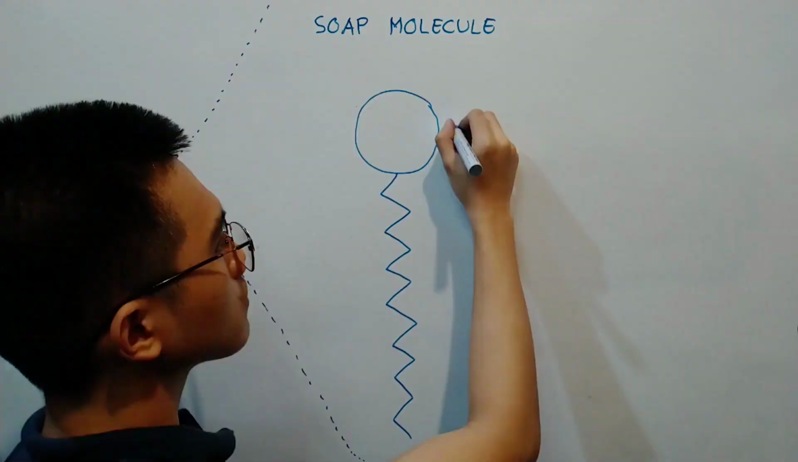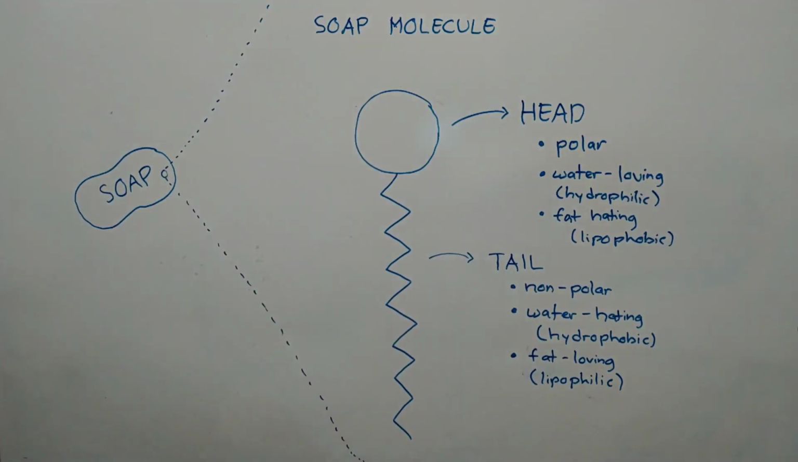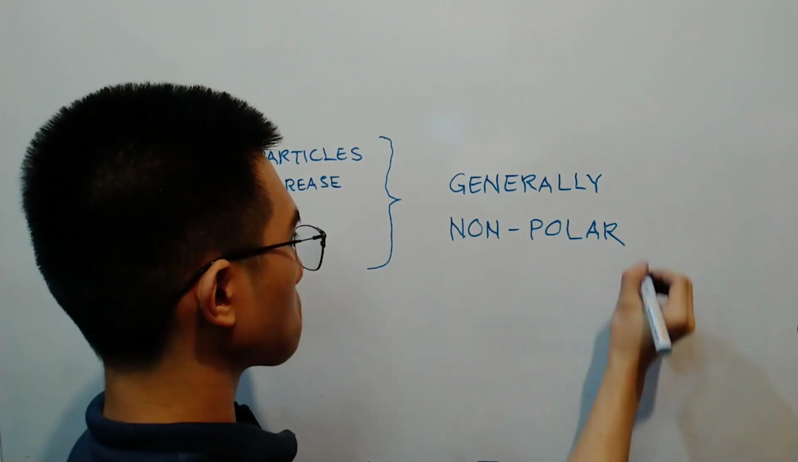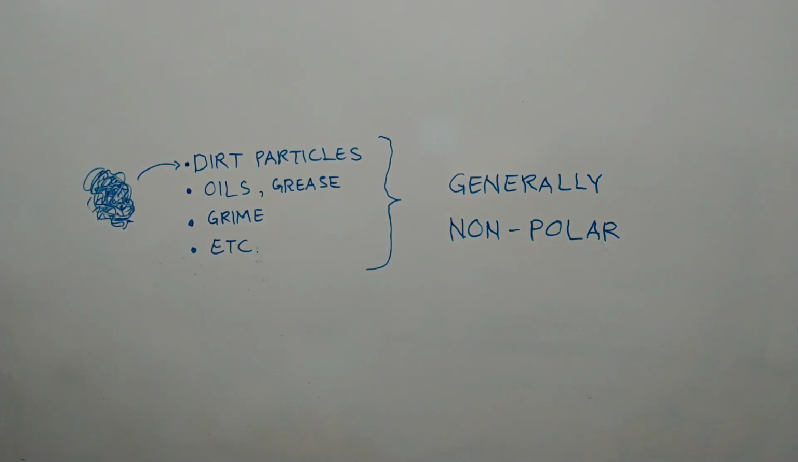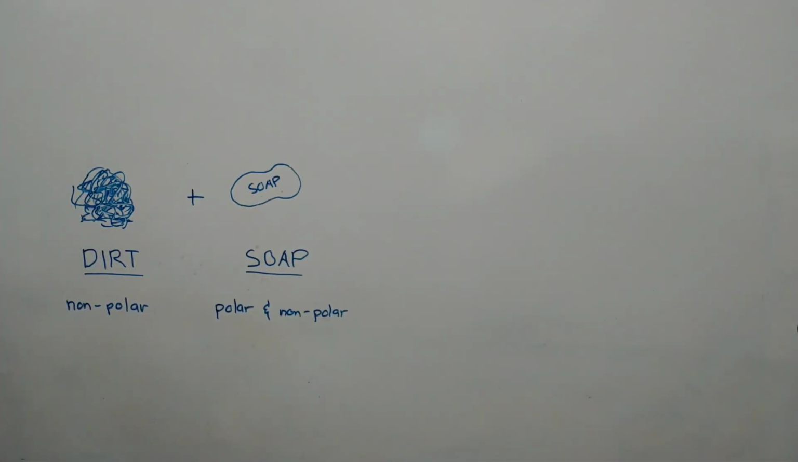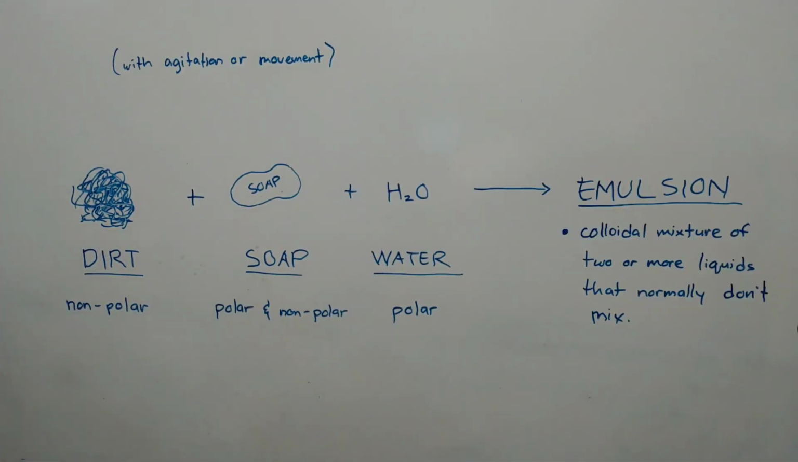When we take a closer look at the individual soap molecules, we can see that it consists of two parts, a polar head and a non-polar tail. Now, here comes dirt particles. Dirt particles, oils, and greases are generally non-polar substances. They do not mix well with water alone, but with the help of soap molecules and agitation, the dirt particles now mix well with the water as an emulsion.